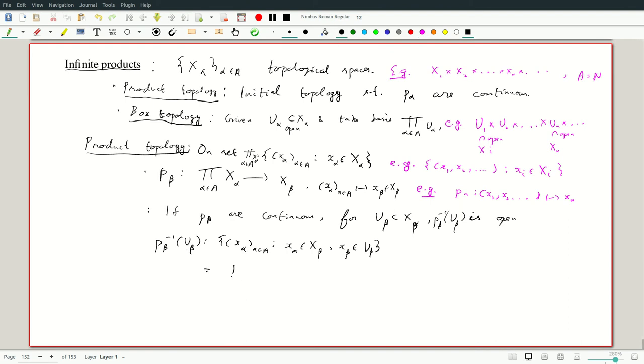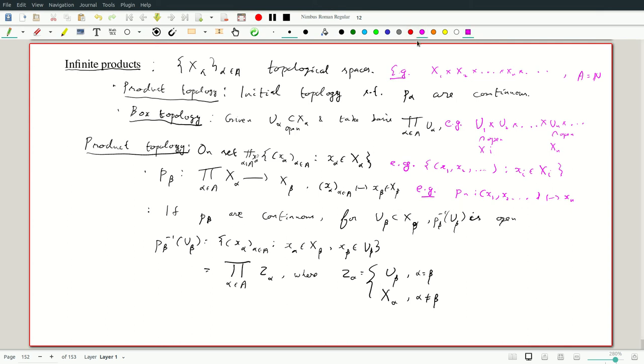So you can think of this as the product over alpha in A of various sets. Let's call them Z alpha, where Z alpha equals, in the special case where alpha is beta, U beta, and it's going to be all of X alpha otherwise, if alpha is not beta.